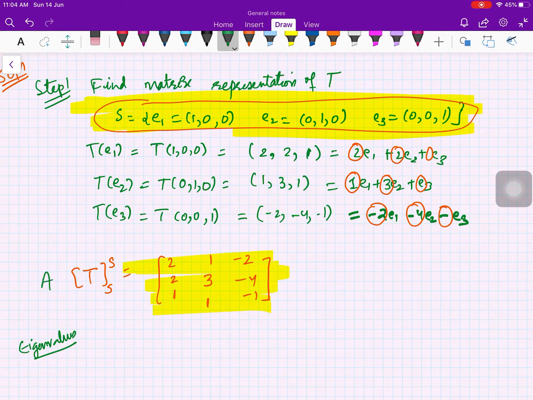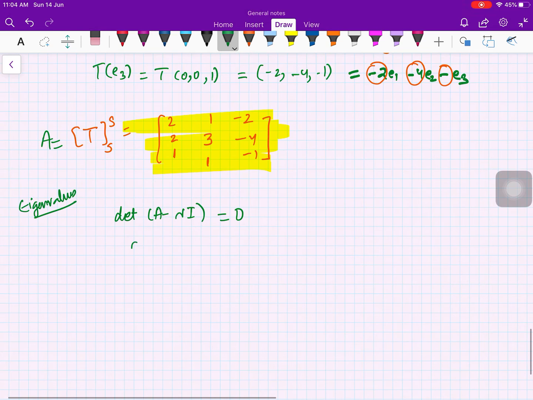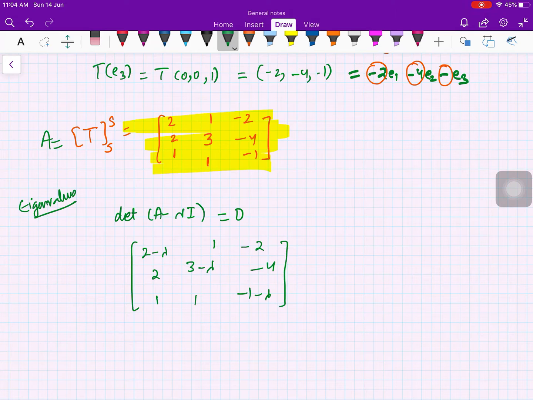Now you can find the eigenvalues. For that, call the matrix A. So you have determinant of A minus lambda I equal to 0. So you get the matrix with entries 2 minus lambda, 1, minus 2; 2, 3 minus lambda, minus 4; 1, 1, minus 1 minus lambda. Right, and its determinant you want to make equal to 0.